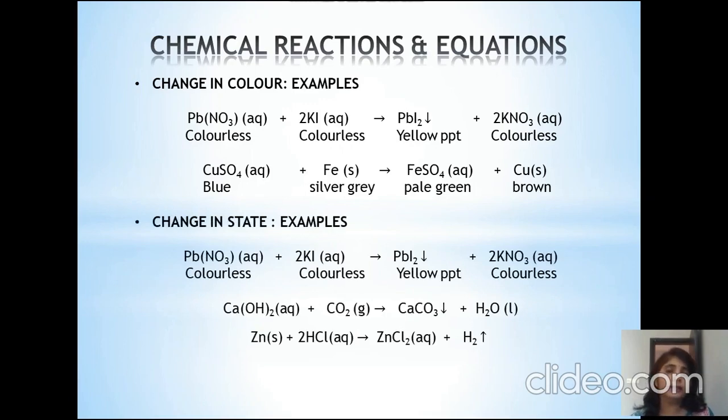In the last activity we have seen the two solutions were liquid, lead nitrate and KI. Now a yellow precipitate is formed, that is an insoluble solid. The change in state is there. If lime water is taken and carbon dioxide is passed, carbon dioxide is a gas, lime water is a liquid, but we are getting a solid compound, calcium carbonate, which settles as a precipitate.